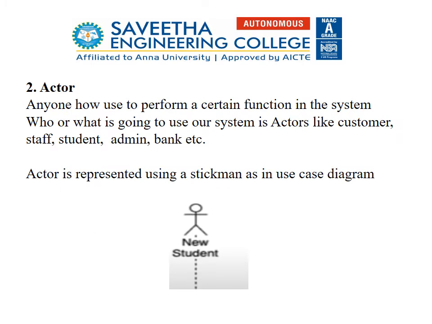The second notation we use in a sequence diagram is the actor. Already we know what an actor is; we saw it in the use case diagram itself. Here also it has the same meaning. Anyone who is used to perform a certain function in the system, or who is going to use our system, is called an actor. The actors may be a customer, staff, student, admin, bank, etc. These are all called actors. An actor is represented using a stickman as in the use case diagram. So this is the notation used in a sequence diagram to represent an actor.